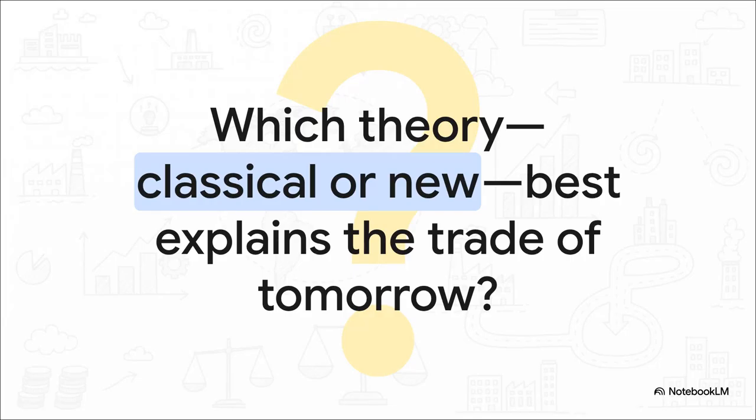When you look at the incredibly complex global economy we live in, with its mix of high-tech specialization between rich countries and these vast supply chains stretching to lower-wage countries, which theory gives us the better lens? Is it the classical focus on differences, or the new theory's focus on scale and variety? Which one do you think best explains the trade of tomorrow?